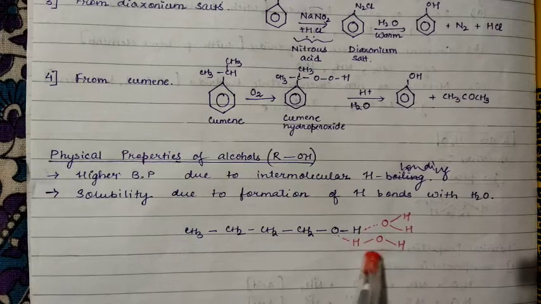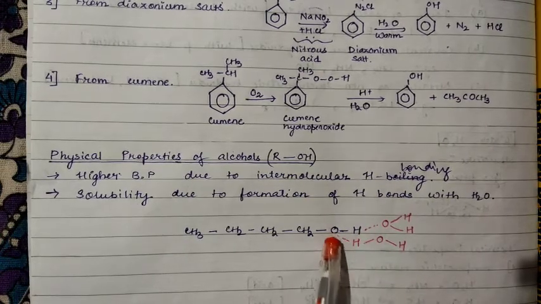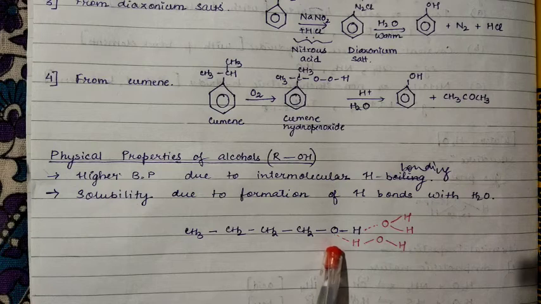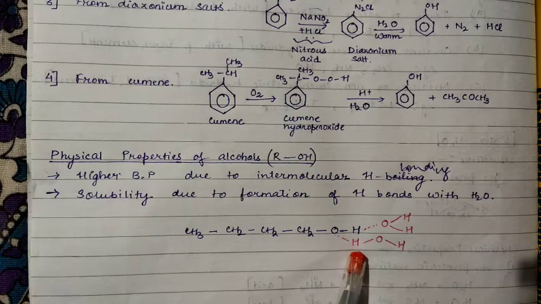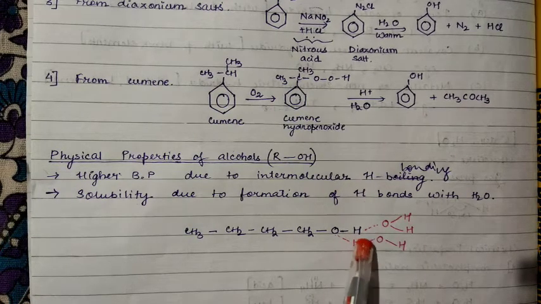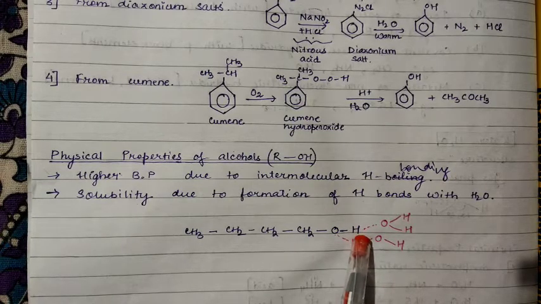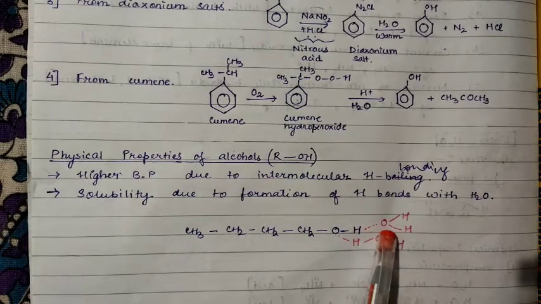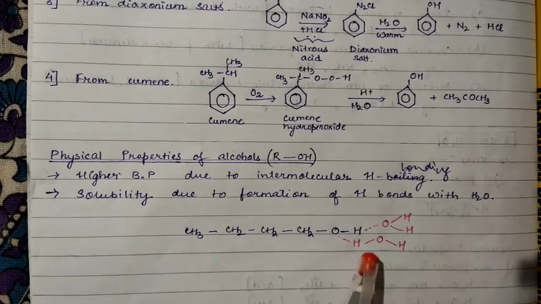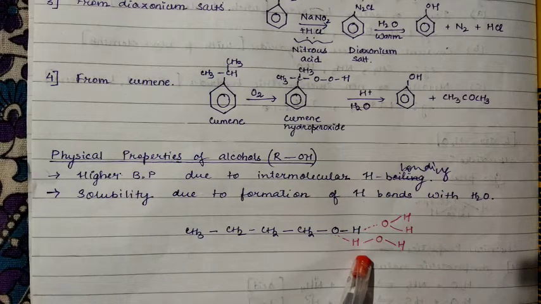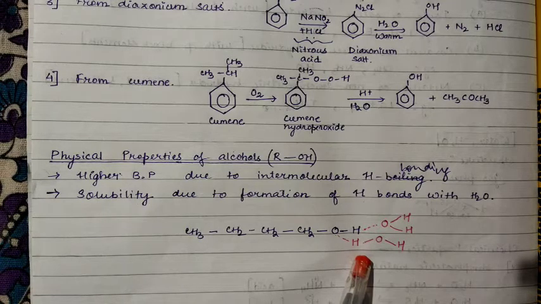So here also you can see the same: this oxygen is able to bind with the hydrogen of another water molecule, and the hydrogen of the alcohol is binding with the oxygen of another water molecule. Like this, hydrogen bonding is possible, and you can see that it has mixed up with the water molecules. Clear? So this much for today, and we will discuss more about alcohols, phenols and ethers in the next classes.